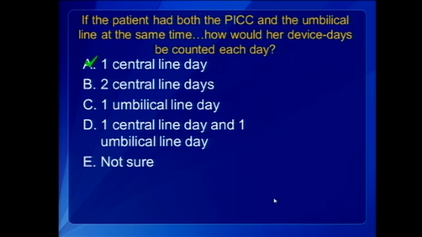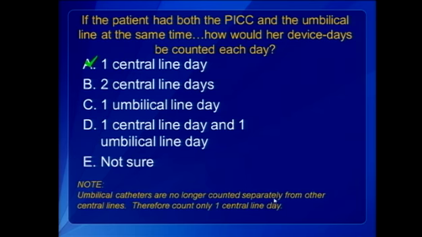The correct answer is that you would count that as 1 central line day. Remember that umbilical catheters are no longer counted separately in NICUs from other central lines, and therefore we only count this as 1 central line day.